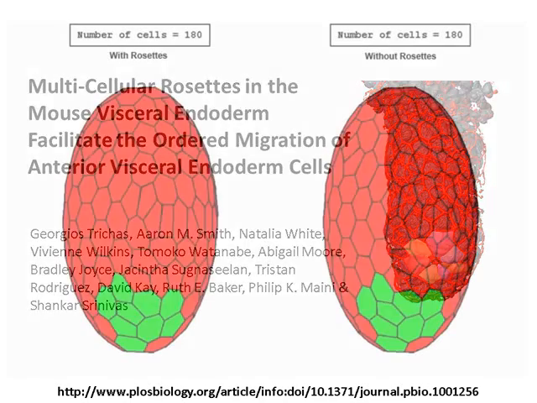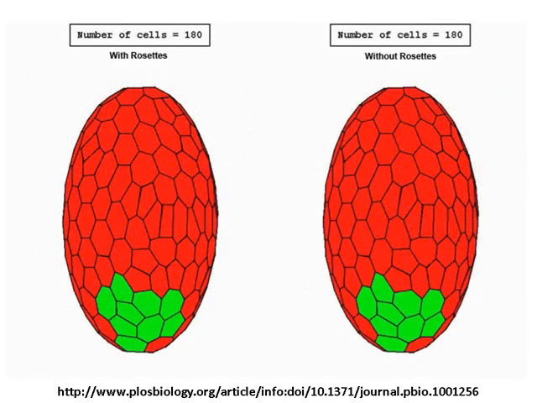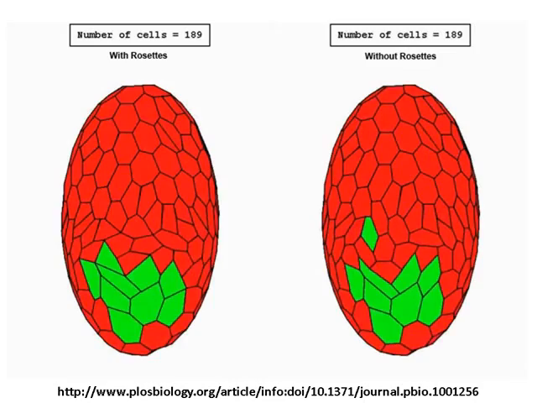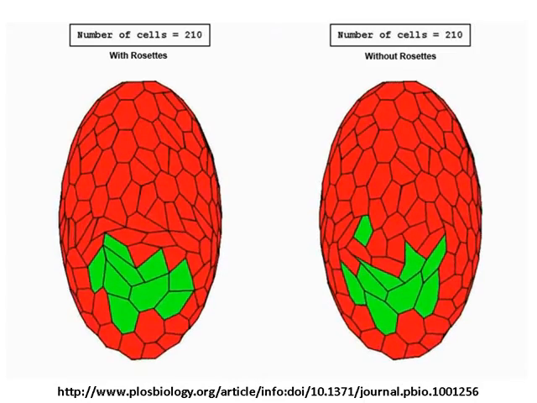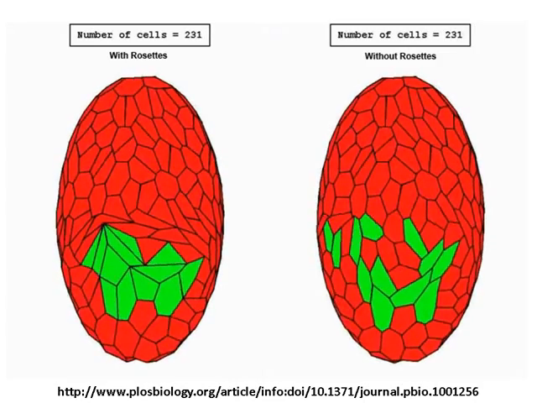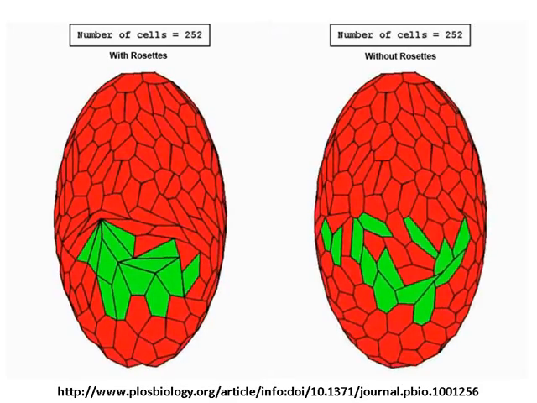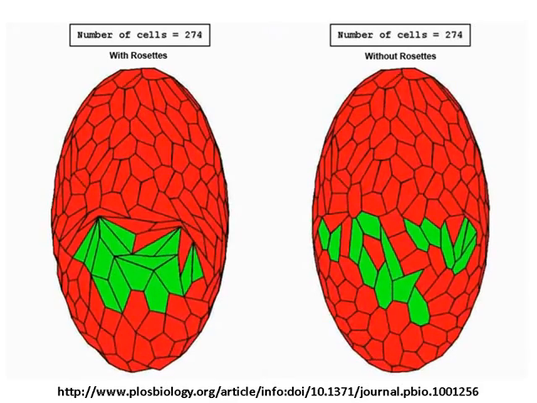The video on screen now demonstrates two simulations, one in which rosettes form on the left and one in which they don't form on the right. Notice the different behaviour between the two panels. We'll come back to this video later in the presentation.